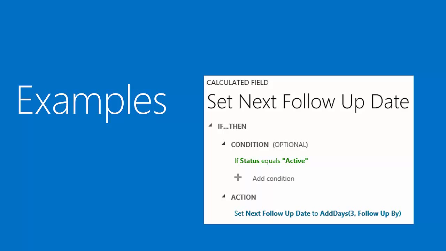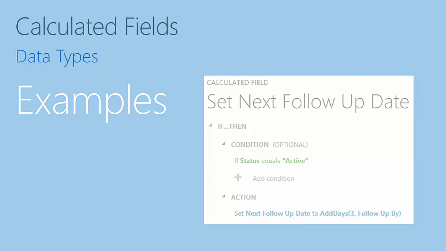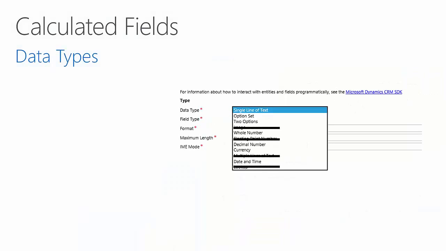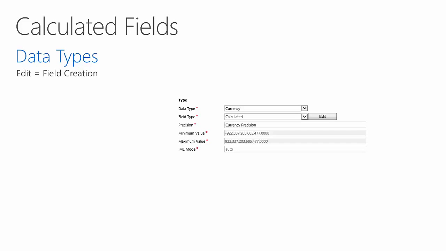Let's take a look at what consists of a calculated field. Calculated fields are very flexible in terms of what data types are supported. As one can see, all but 4 data types are supported as a calculated field. Once a data type has been defined, and the field type has been set to calculated, clicking on Edit creates the field and the data type is no longer editable.